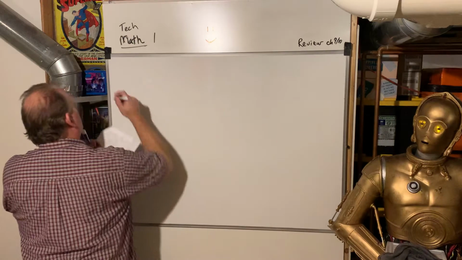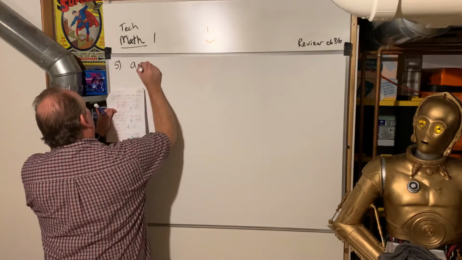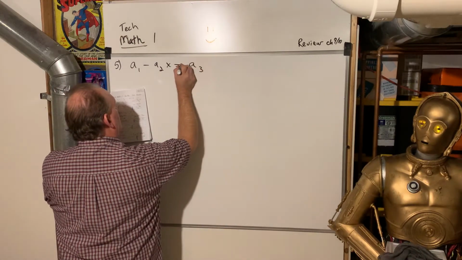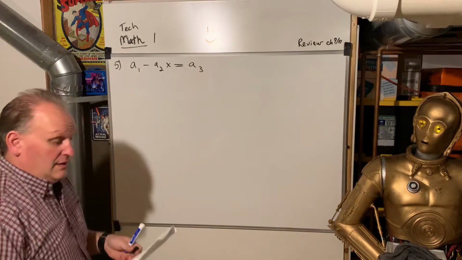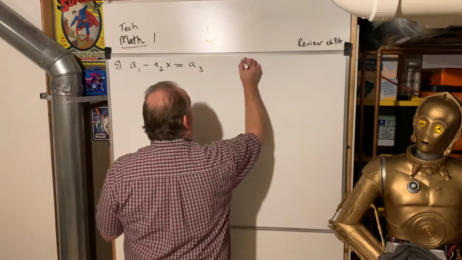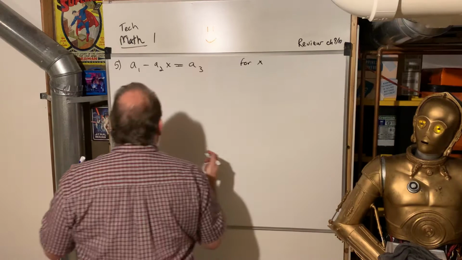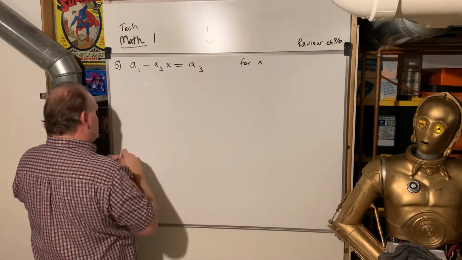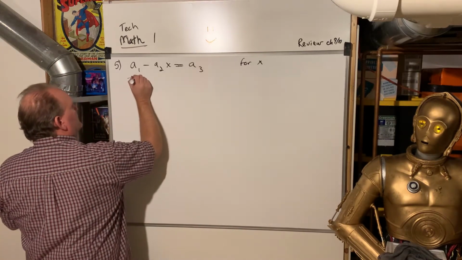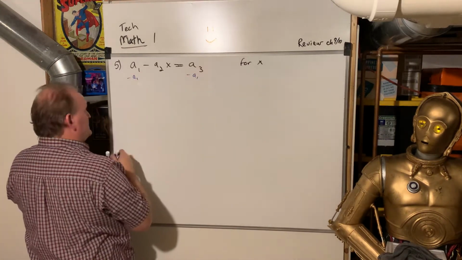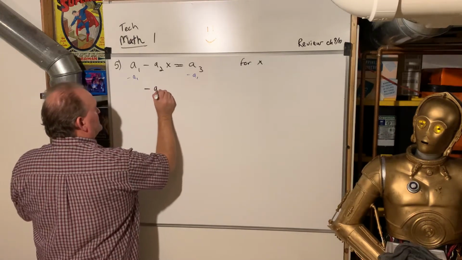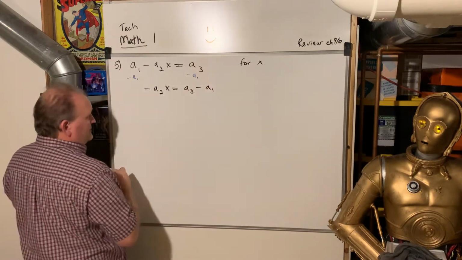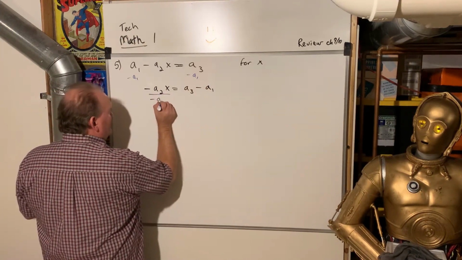All right, so let's take a look here. a sub 1 minus a sub 2 x is equal to a sub 3, and solve for x. And so again, there's two ways to do this. I'll show you one way. So first way, subtract a sub 1 from both sides. You get negative a sub 2 x is equal to a sub 3 minus a sub 1. And then divide both sides by negative a sub 2.